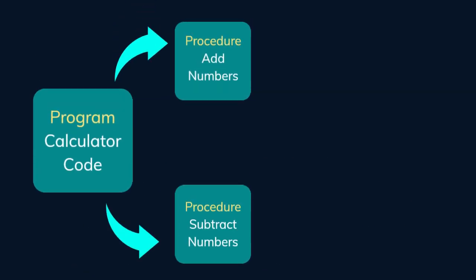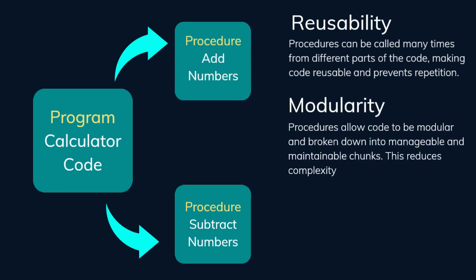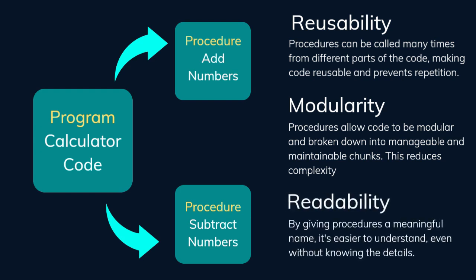Procedures organize and give structure to your code as they provide, firstly, reusability. Procedures can be called from different parts of the code, making it easy to reuse code and avoid repetition. Secondly, modularity, as procedures allow code to be modular and broken down into smaller manageable chunks. This helps to reduce complexity and improve maintainability. And thirdly, readability. Procedures make code more readable and understandable. By giving tasks a meaningful name, it is easier to understand what the code does, even without knowing the implementation details.